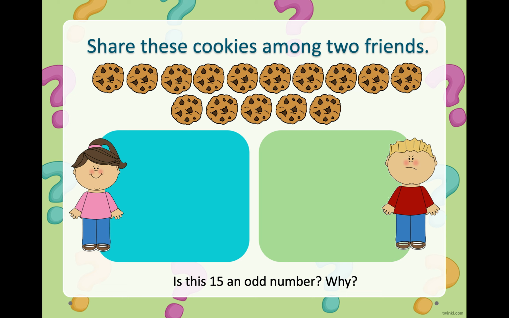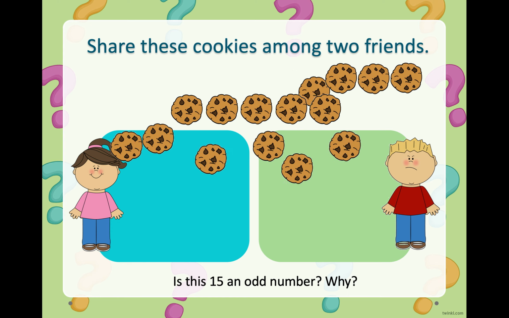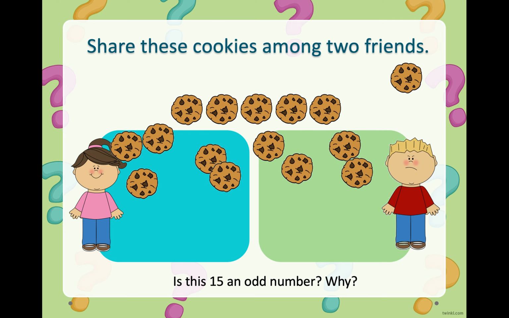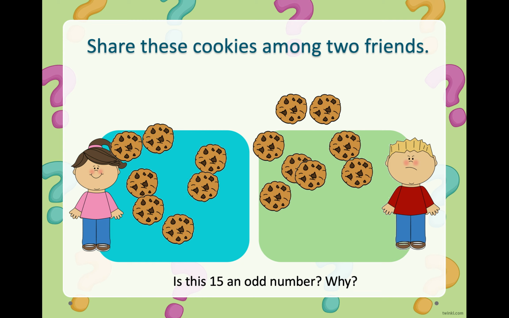Let us share these cookies among two friends. There are 15 cookies. One for her, one for him. One for her, one for him. Oh, we gave two for her. Okay, one for her, one for him. And another for him. Okay, right.